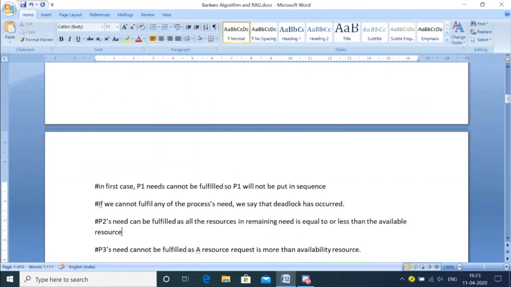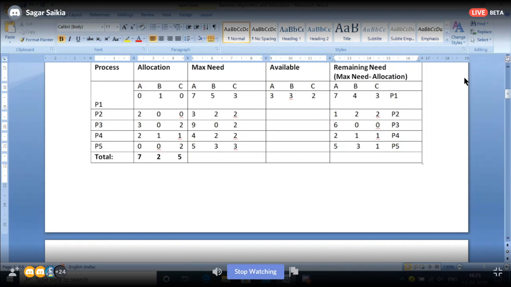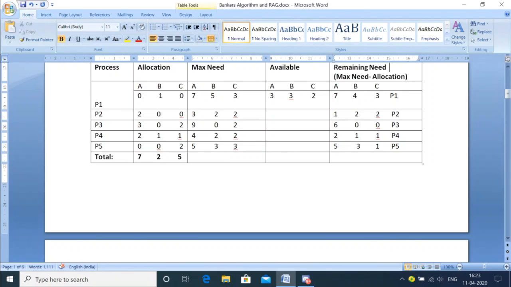Okay, so that's what I have said. In the first case, P1's need cannot be fulfilled. Why? Because it requires more than what is there in stock, isn't it? It requires 7, but how much do we have? 3. So it's not able to be fulfilled. For B, it's okay. Oh no, for B also it's not okay. It needs 4, but how many instances of B are there? 3. So it fails. If any one of the instances is unavailable from the availability table, then we have to keep it as it is.